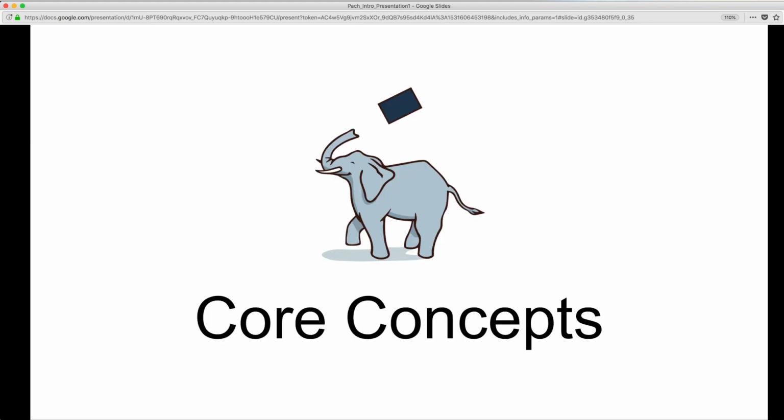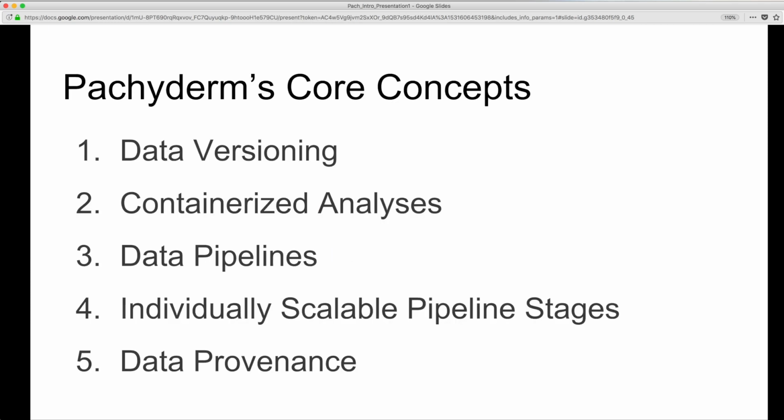So this leads us into the core concept of Pachyderm and how we solve these challenges. At a high level, here are the major things that Pachyderm does. We do data versioning. We allow you to build containerized analysis and then chain that analysis into data pipelines. Each step in a pipeline is individually scalable based on the performance characteristics you're looking for. And then lastly, we wrap it all together with data provenance, which allows you to track how that data and code work together to create a given result. Let's dive into each of these one by one.